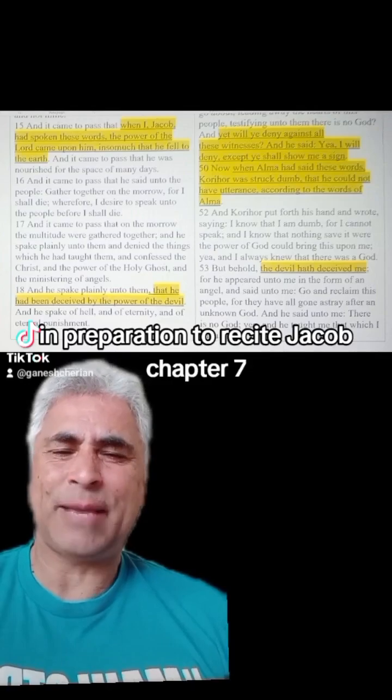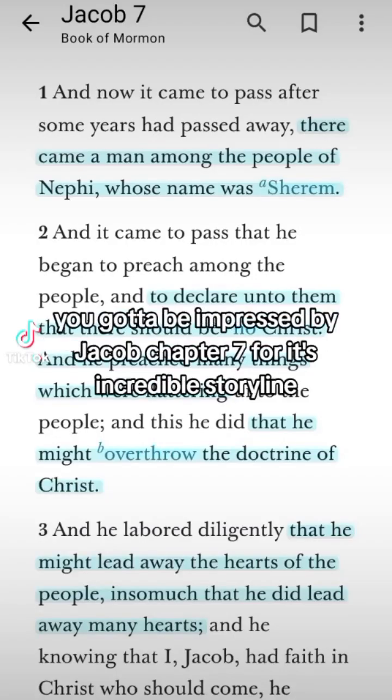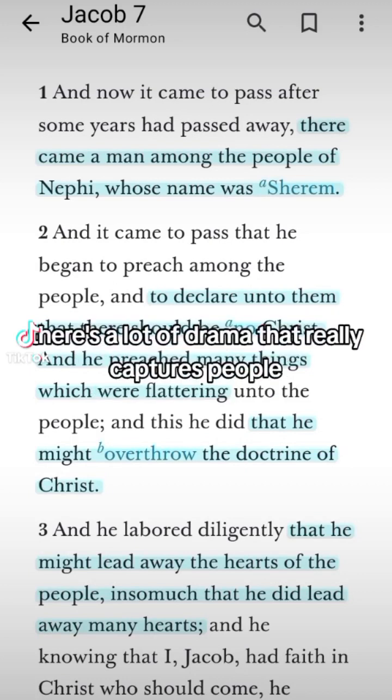as if Joseph has just read Alma chapter 30 in preparation to recite Jacob chapter 7. You've got to be impressed by Jacob chapter 7 for its incredible storyline. There's a lot of drama that really captures people.